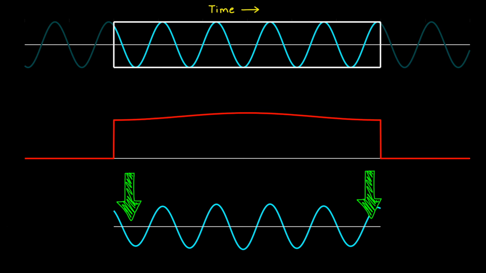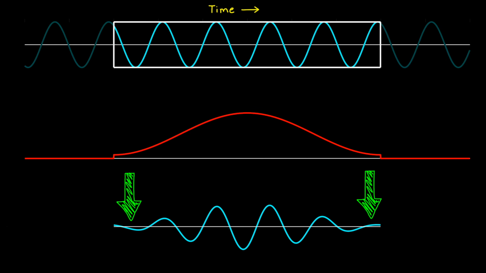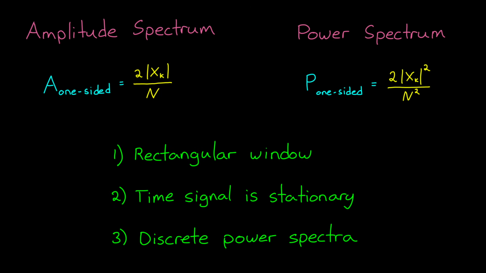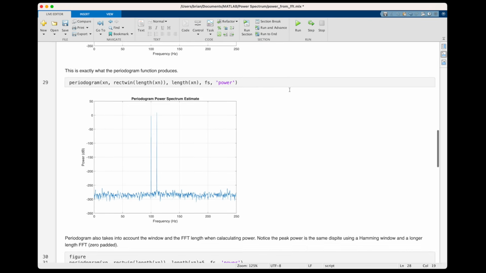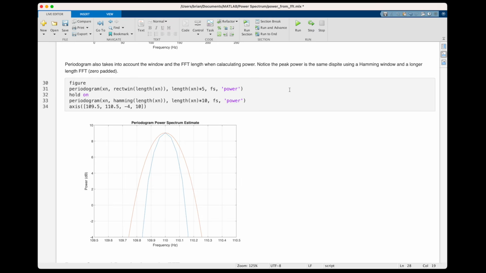And as you might expect, if you attenuate the signal near the edges, you are of course affecting the average amplitude and the average power within that window. Therefore, the equations that we derived for amplitude and power are only valid for rectangular windows. And there are ways to account for the effects of the window when looking at power, which I'm not going to cover in this video, but if we go back to MATLAB and the periodogram function, we can see that it does handle the effects of the window, because both Hamming and rectangular windows produce the correct power for the 110 Hz frequency that I'm showing here.